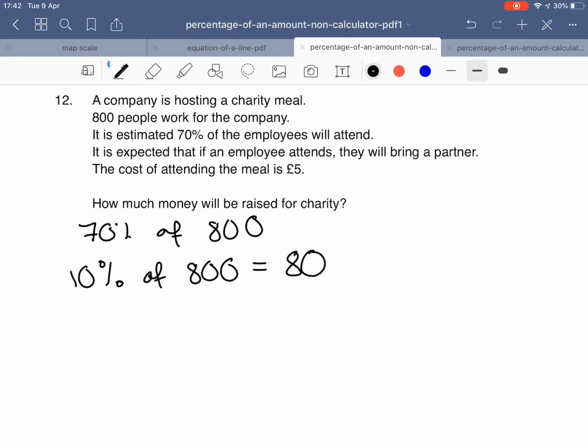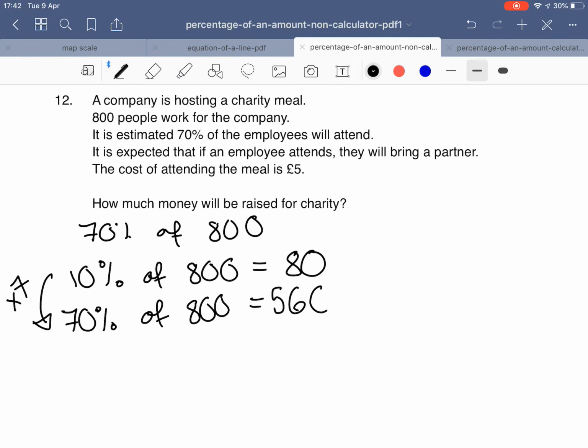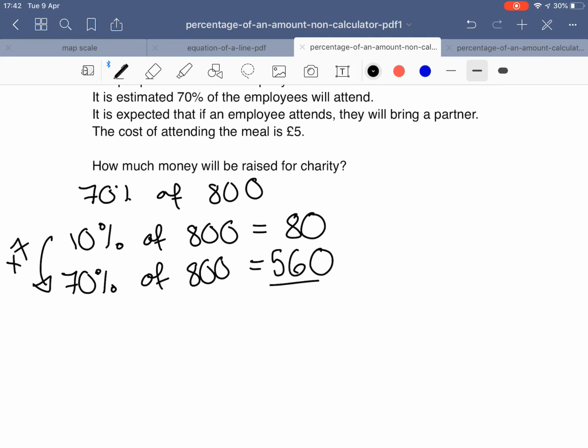So that's going to be 80. Then I'm going to just jump straight to 70% because I can do 8 times 7. So I just want to times this by 7. So I'm going to do 8 times 7, which is 56, and stick my 0 on the end. So I know 560 expected, but they're going to bring a partner. So we got the 560 plus an extra 560, they're partners.